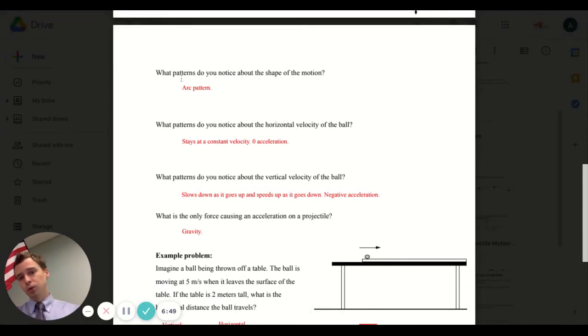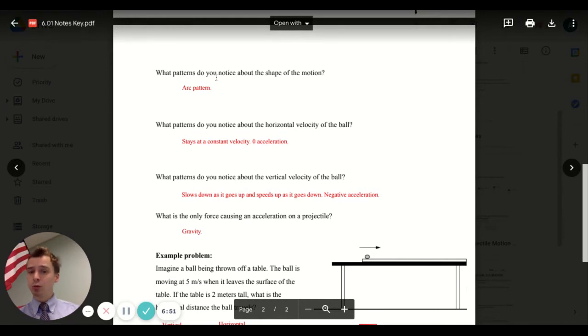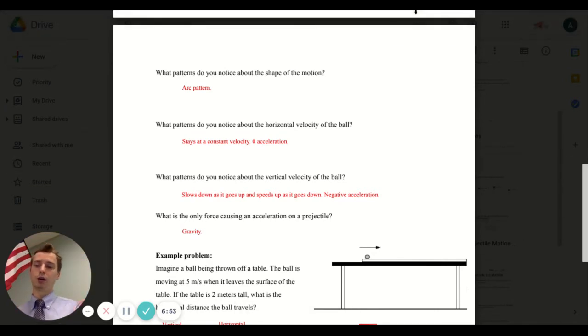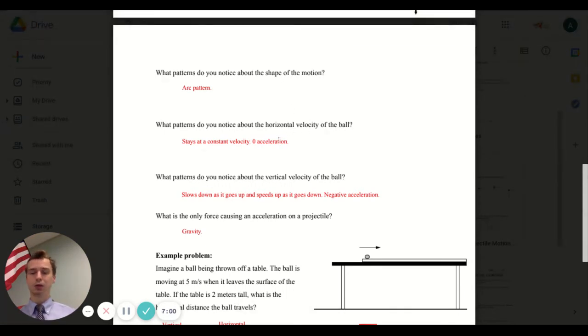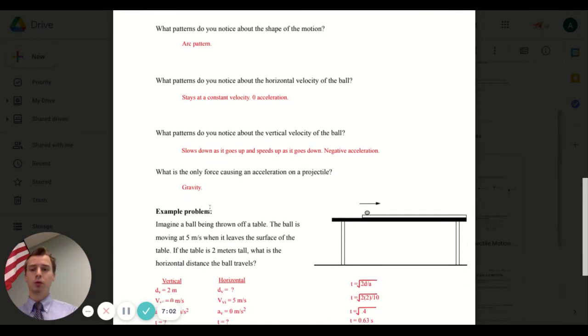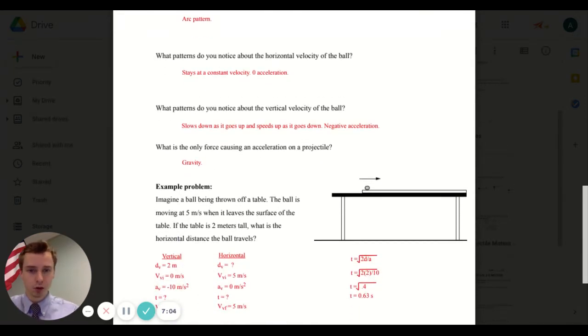But again, what patterns did you notice about the shape of the motion? It's like an arc, right? Like one half of the McDonald's logo. And then what patterns did you notice about the horizontal velocity? It stays constant or has zero acceleration. What patterns did you notice about the vertical velocity of the ball? It slows down as it goes up and speeds up as it goes down, meaning we have a negative acceleration.